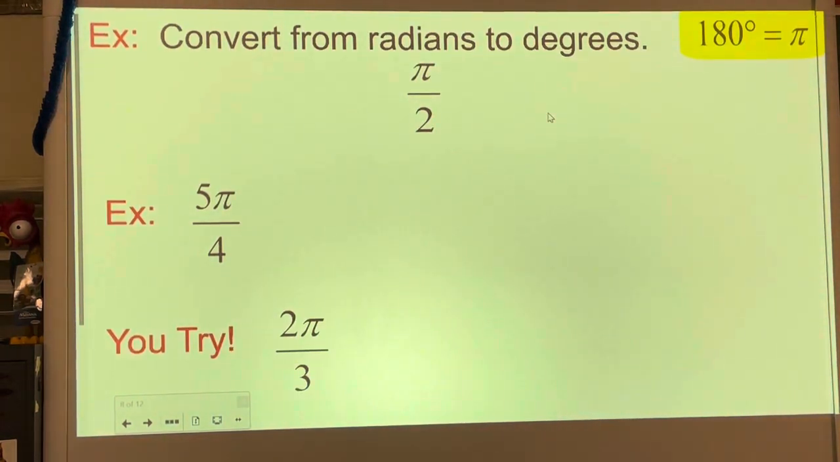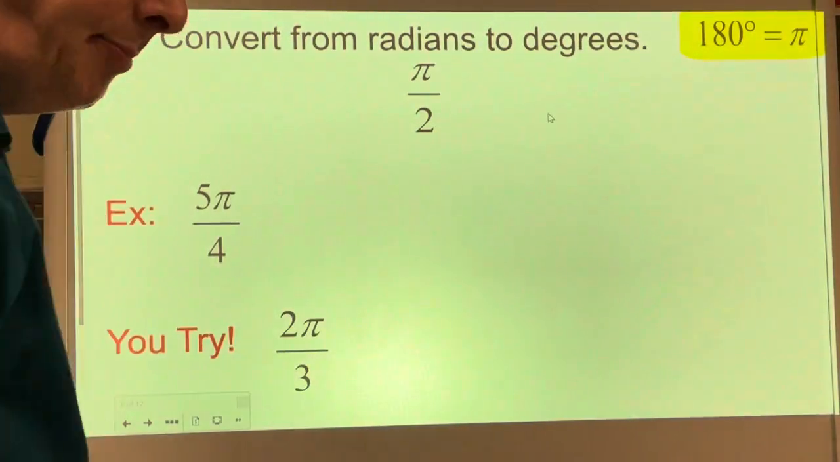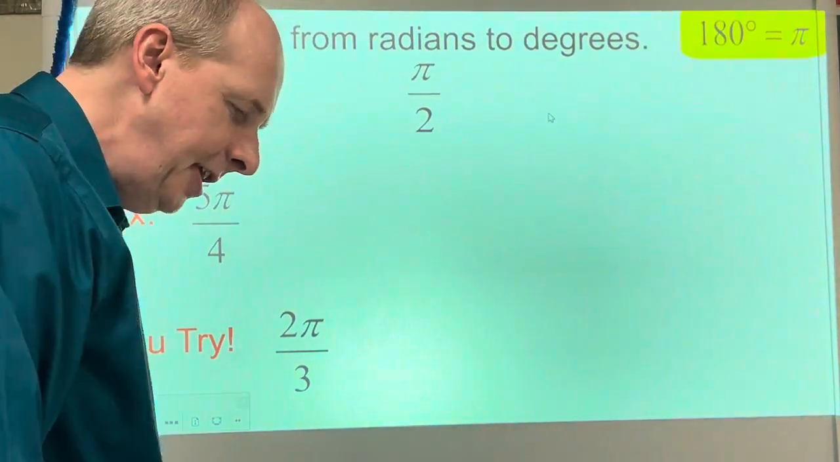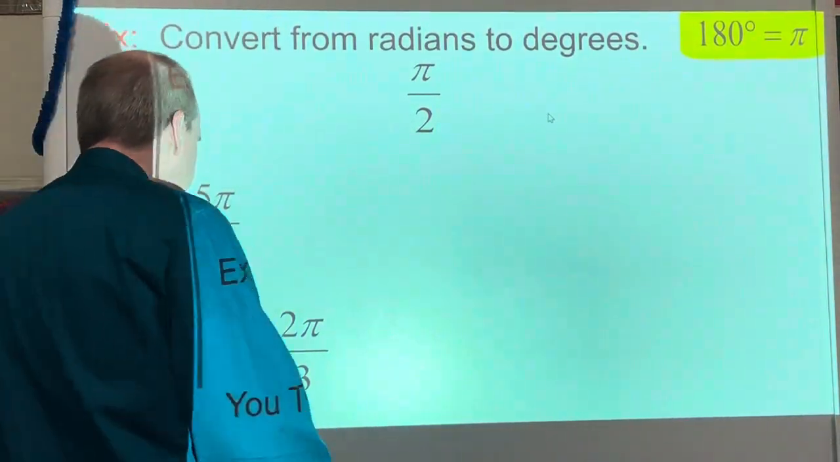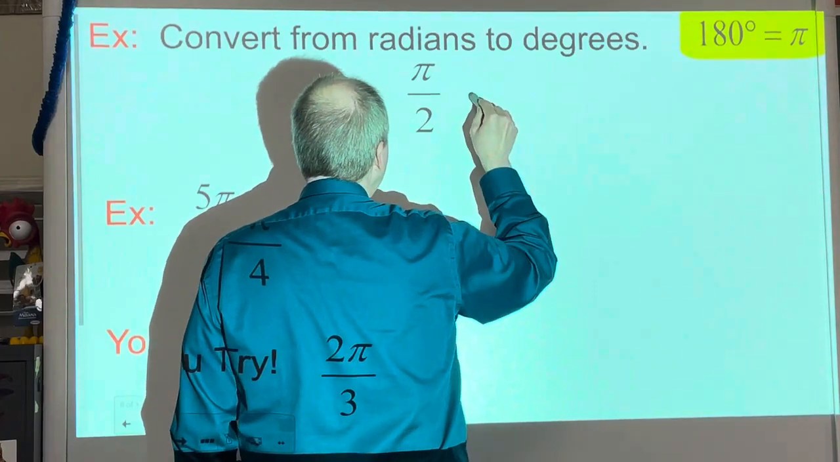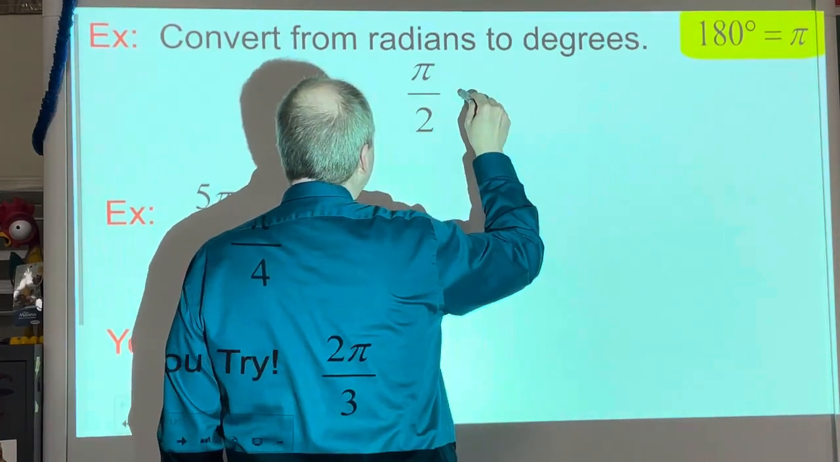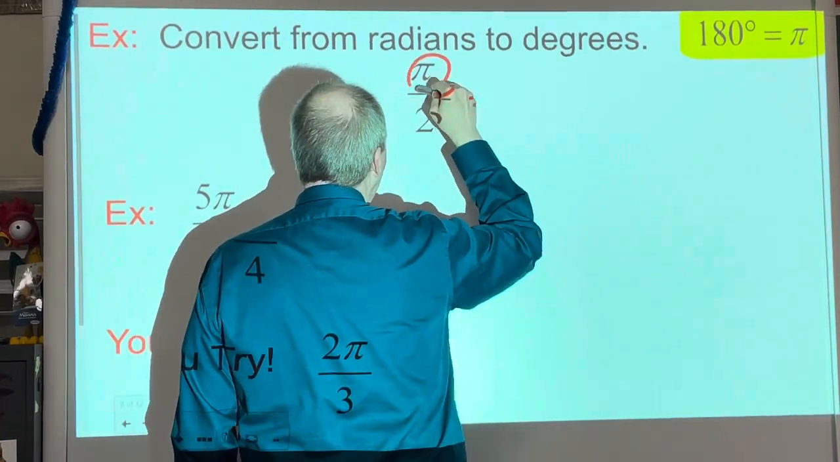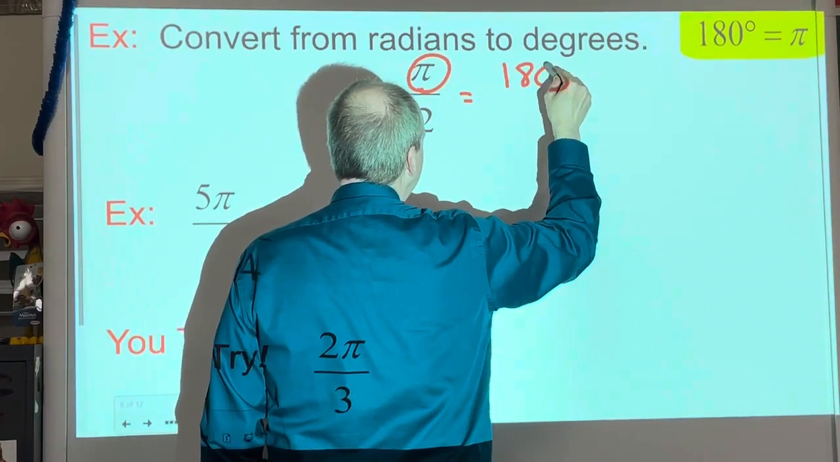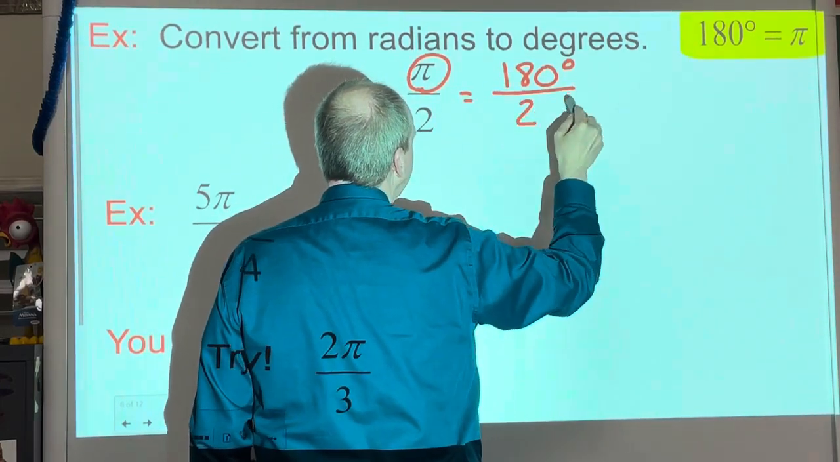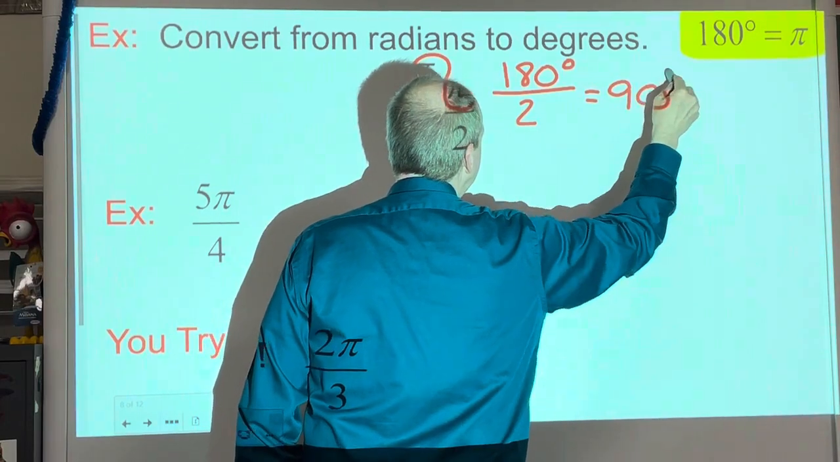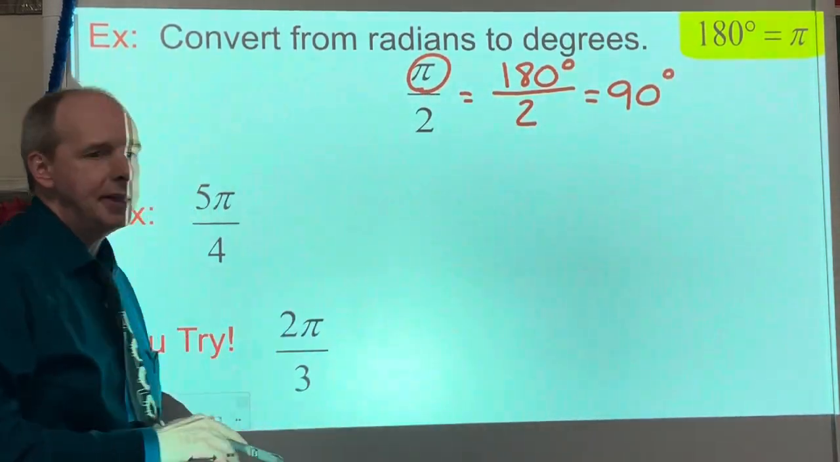Our goal is to be able to switch from radians to degrees and back again, keeping in mind that 180 degrees is pi. The quickest, easiest way to switch is to simply take 180, plug it in for pi. So wherever there's a pi, I'm going to write 180 degrees. Divide by 2 tells me that pi over 2 is 90 degrees.